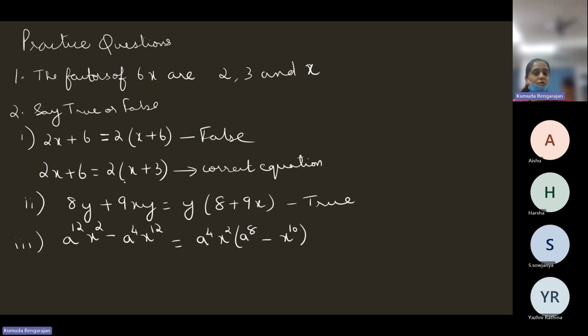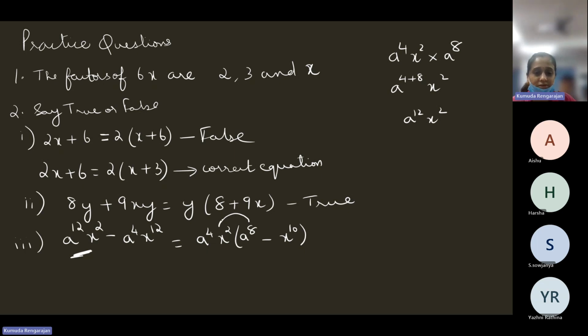True. So how do you check if it's true? You'll have to multiply these two. So a to the power 4 x square into a to the power 8. When bases are the same and it's multiplication, we add the powers, right? So you get a to the power 4 plus 8 x square, so a to the power 12 x square.